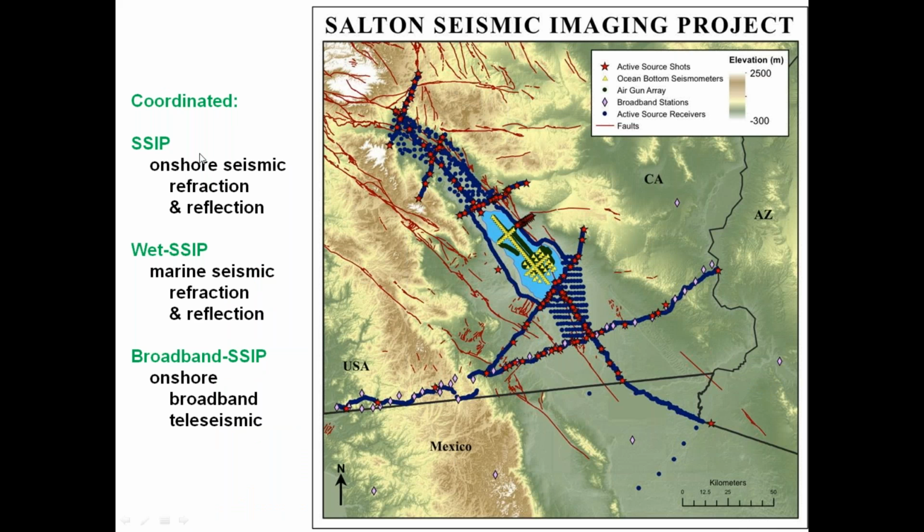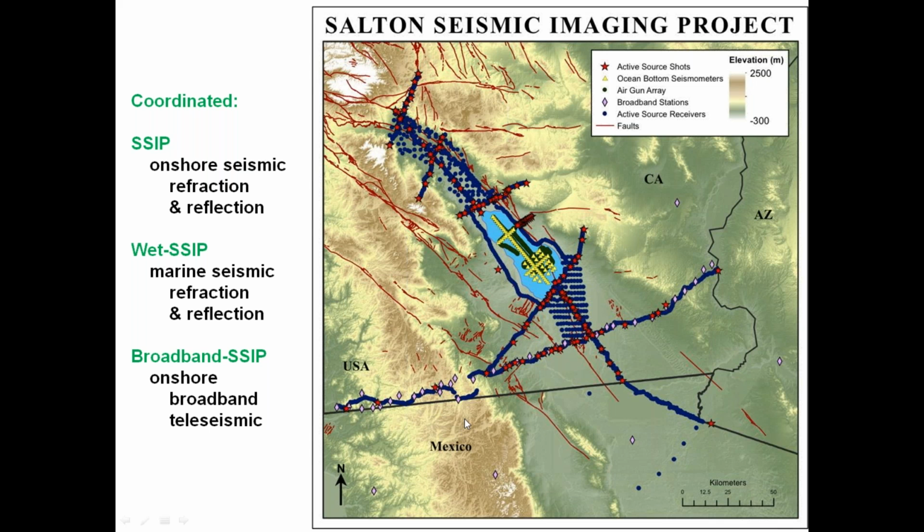Salton Seismic Imaging Project is a coordinated project with 3 components. SSIP is an onshore seismic refraction and reflection experiment, which is funded by NSF EarthScope and Margins Program, also USGS. It has 7 lines in blue, also 2 3D grids in the Imperial Valley and in the Coachella Valley. All the red stars are our shot points.